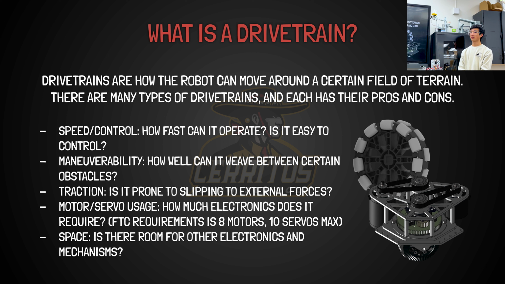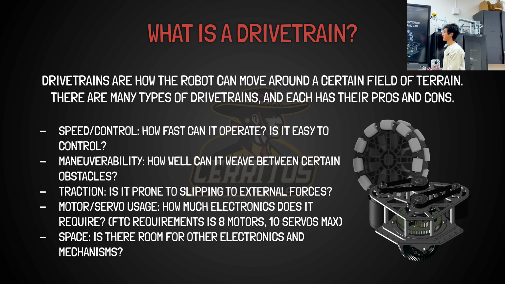Traction. Wheels like this are Omni wheels. It's good because you can move forward and you can go sideways. But the problem is the rollers make the traction really bad because it's prone to slipping, and if a robot bumps against you, then you don't really have good defense.